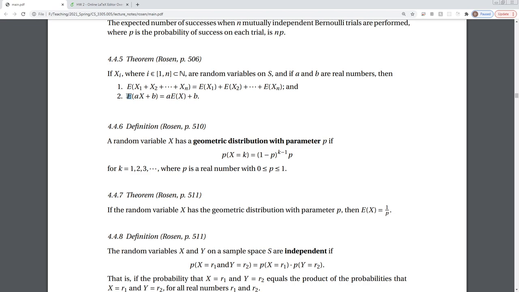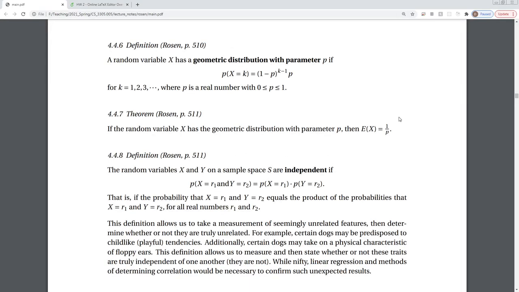Okay, and then the expected value of aX plus b, right? So if you perform some linear transformation on it, it's just the same as if you didn't transform it, but you measured here E of X, and then you transformed that, right? So it has this linearity property.